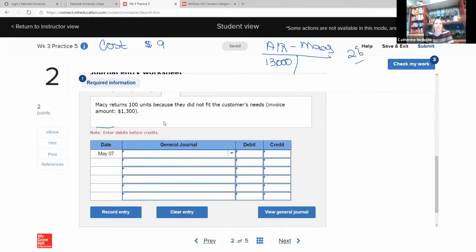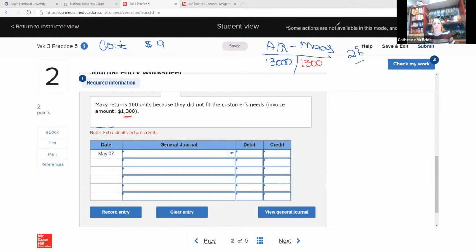All right, so the next one. Macy returns 100 units because they did not fit the customer's needs. Okay, this is where things get different. Macy is sending back 100 units to us because they didn't fit their needs. So the first thing we have to do is reduce what they're going to pay us, because if they're sending back 100 units worth $1,300 on their end, they're not going to pay us that $1,300.